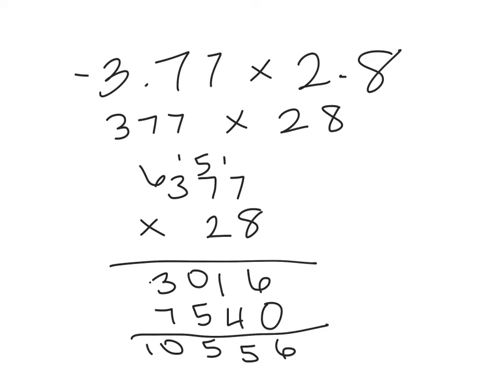Now I'm going to count my decimal places. So 3.77 has 2 numbers behind the decimal, and 2.8 has 1 number behind the decimal. So total, there are 3 numbers behind the decimal. So I'm going to go ahead and count 3 places to the left, which would give me 10.556. Right, I have a negative times a positive, so the signs are different, which means my final answer will be negative 10.556.